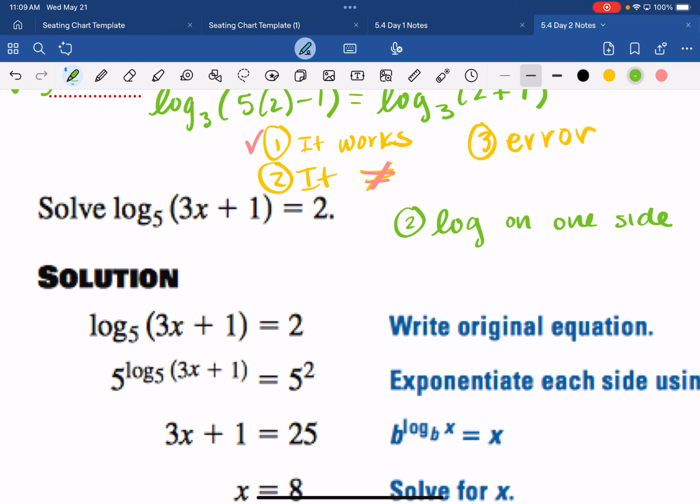So here's my starting problem. I just copied it down. Here, I'm taking my whole problem, both sides, and I'm making it an exponent on a base 5. Why would I pick 5?